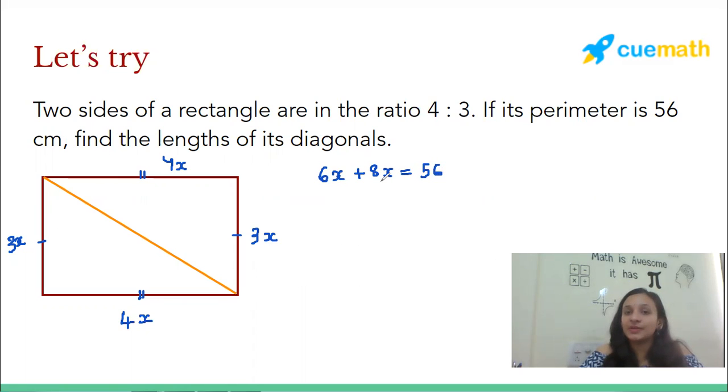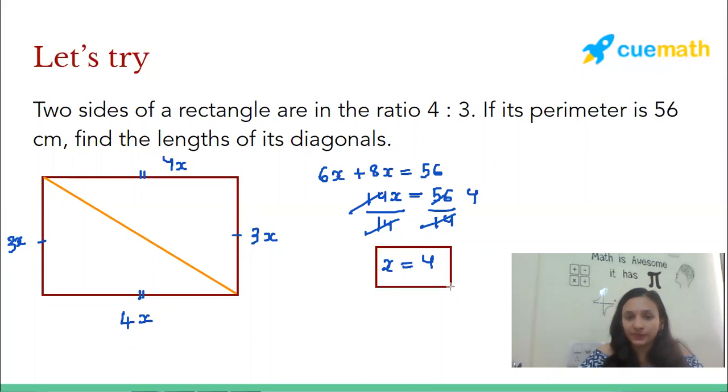Okay, now 6x plus 8x is 14x. 14x equals 56. You would divide both sides by 14 to get the value of x. 14 gets cancelled here. 14 times 4 is 56. So you've got the value of x to be equal to 4. Now that we have the value of x, we will need to find the exact lengths of the length and the breadth, the width of the rectangle. So 4 times 4 is 16. So this side becomes 16. 3x, so this becomes 3 times 4, which is 12.